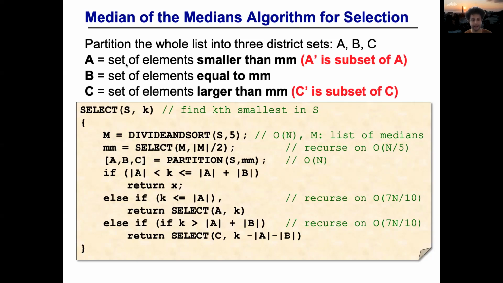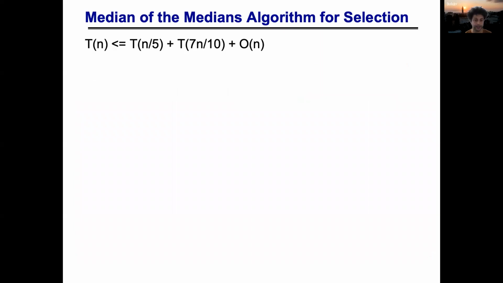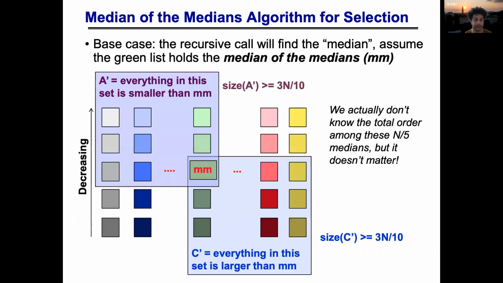Why do I say the set of elements that I'm recursing on, A, is potentially larger than A prime? Well, because all I'm saying is, on the previous slide, sorry, wrong direction, everything in A prime is smaller than the median of medians.